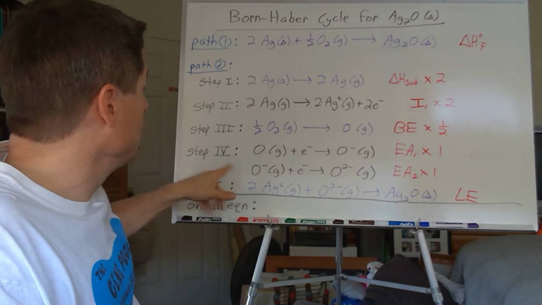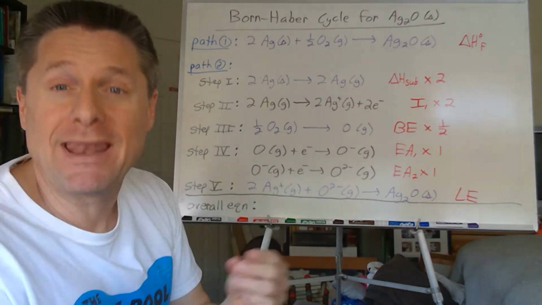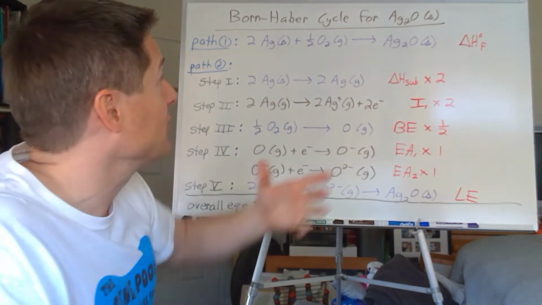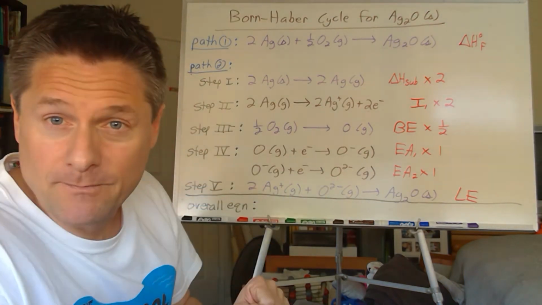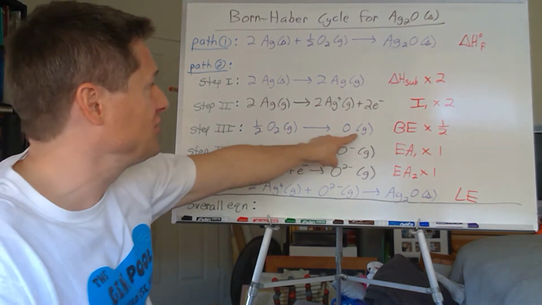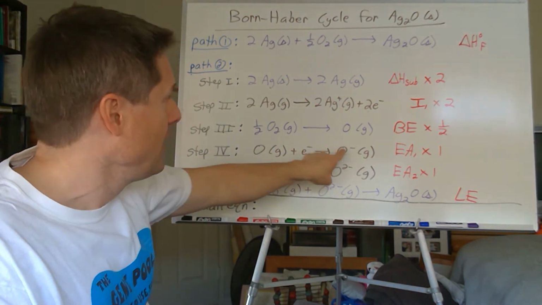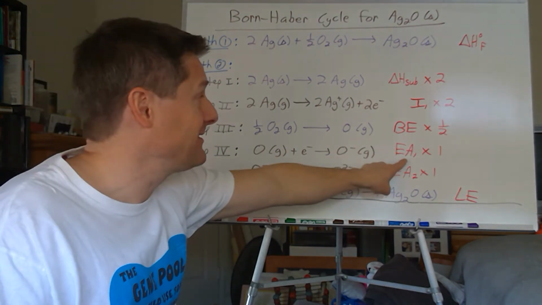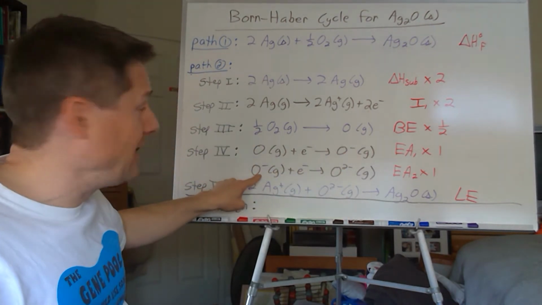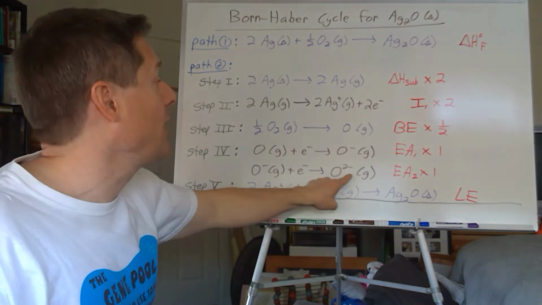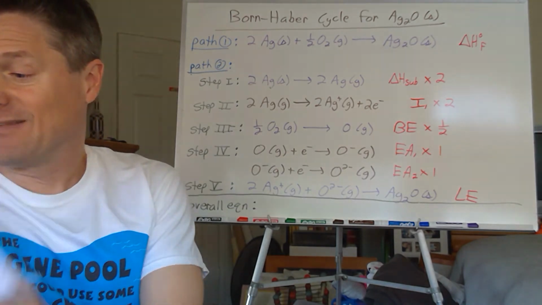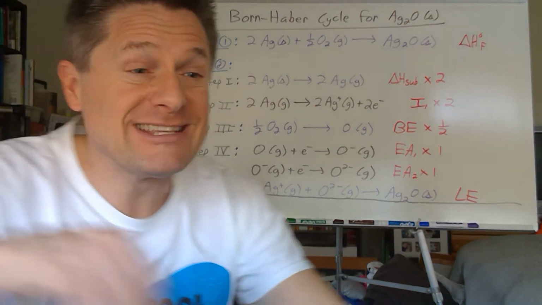Now in step 4, we take that now monatomic nonmetal element in the gas phase and add enough electrons to get to the correct charge. Now, the oxide ion is a 2-. So we have to add electrons twice. So here's the first one. We take that oxygen atom in the gas phase, add an electron, and we get the O- in the gas phase. That's the electron affinity of oxygen times 1 mole. And then we take that O-, add a second electron to create O2-. That's the second electron affinity times 1. And remember, the first and second electron affinities are not the same.